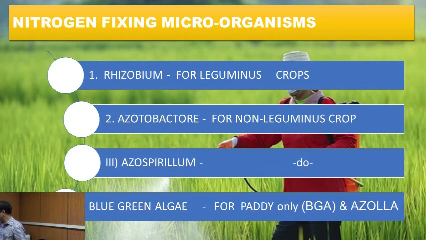But Azospirillum is not better for transplanted rice because Azospirillum is an aerobic bacteria. It needs oxygen for its survival and multiplication. But in case of blue-green algae, you can use it in the submerged condition because the submerged condition of rice provides almost all good conditions for their growth and development. As well as azolla, it is also beneficial for transplanted rice. So blue-green algae and azolla both are very suitable for transplanted rice for nitrogen fixation.